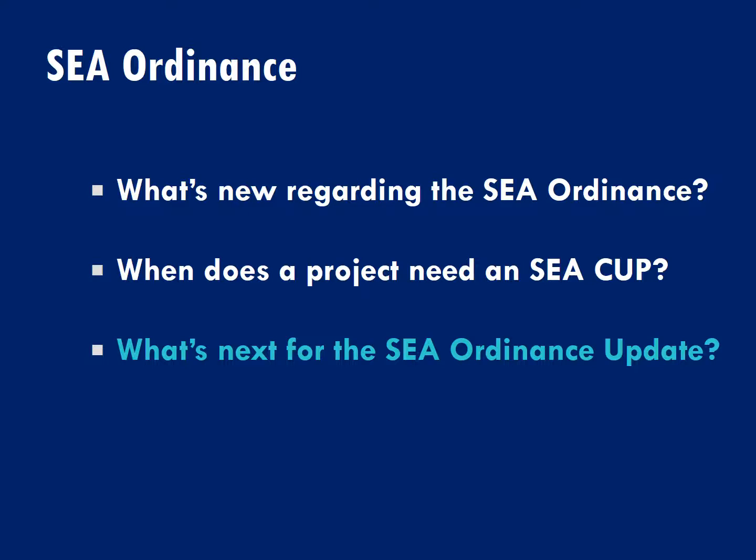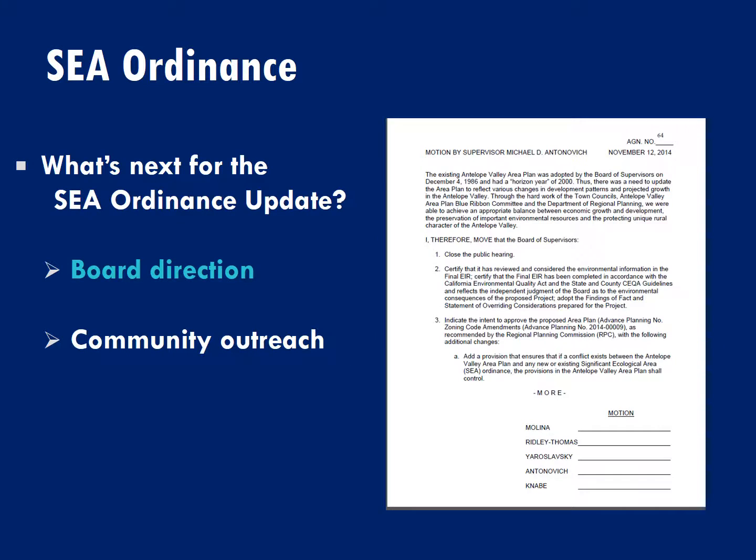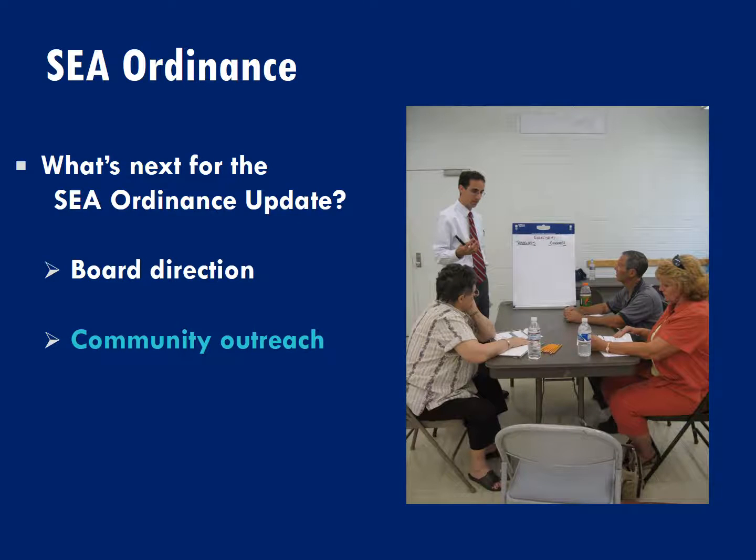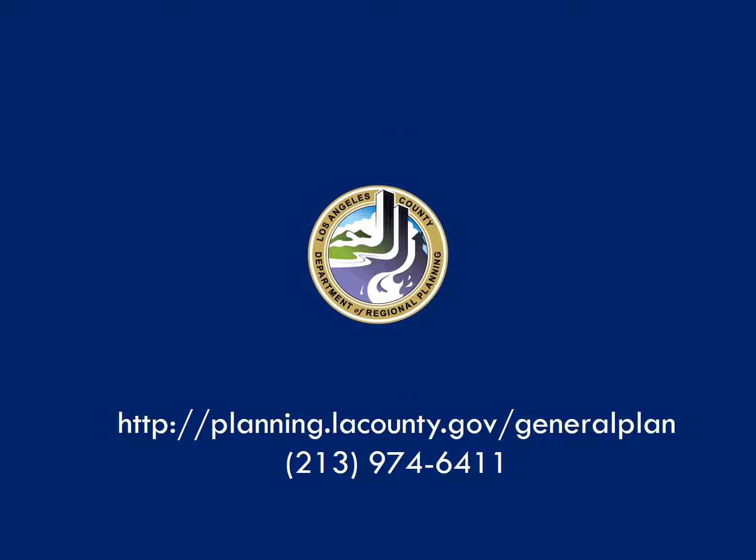Okay, so what's next for the SEA Ordinance update? Wasn't it being updated at some point? Yes, you are right. We are still updating the SEA Ordinance, and there's more work to be done. First, the Board of Supervisors recently directed planning to include certain requirements and exemptions in the ordinance update. 2. There's more community outreach to be done. We want to make sure the ordinance is clear and easy to understand while achieving its goals and balancing development with preservation. This concludes our presentation on SEAs. Thank you.